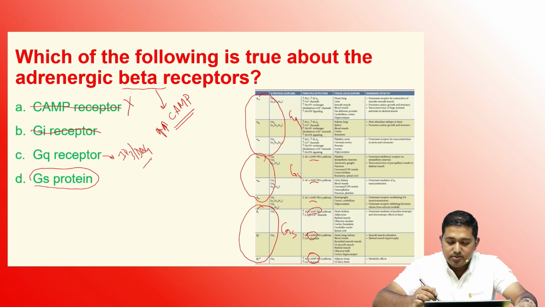As you can see in the slide, sometimes they can also directly combine with the calcium channels. So I hope the answer is clear. The answer here would be Gs protein.